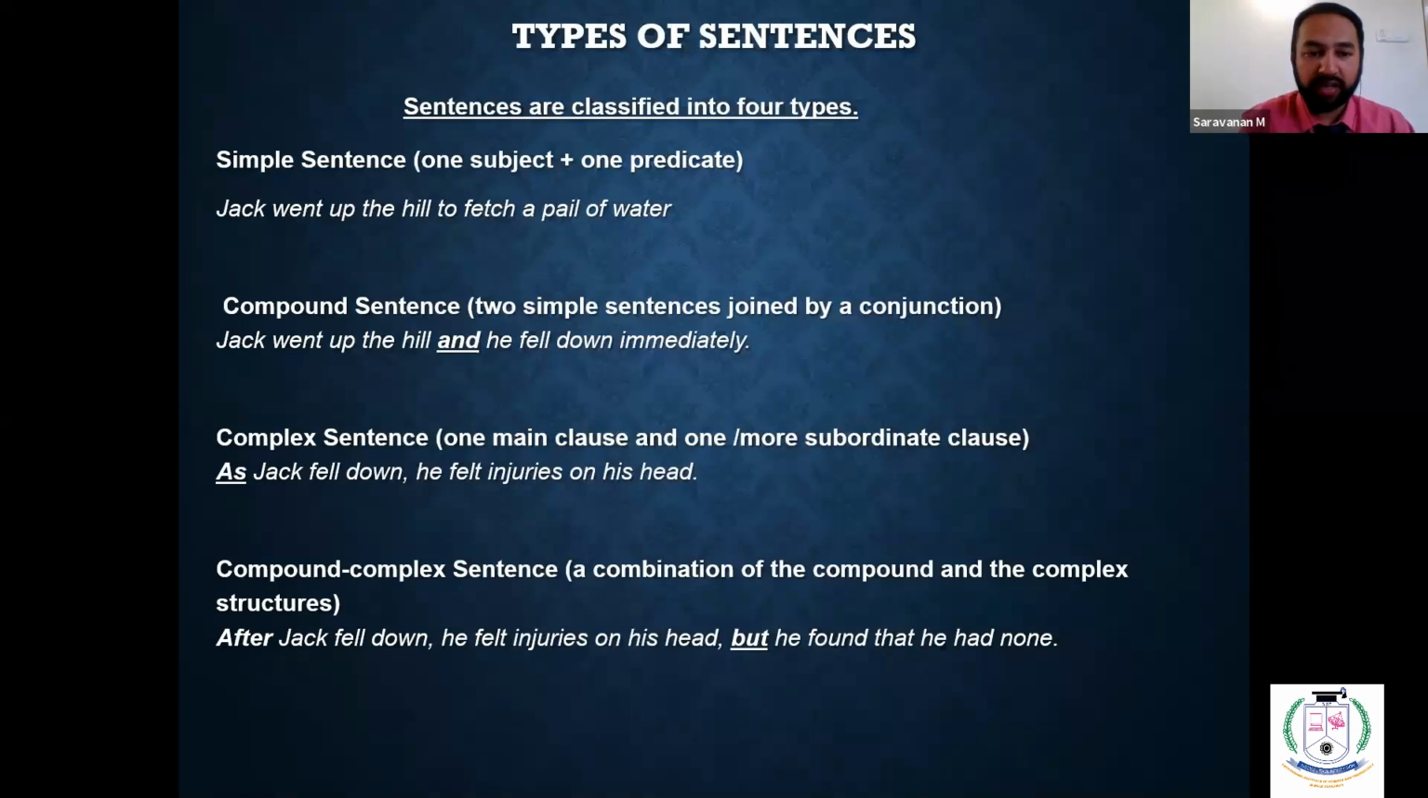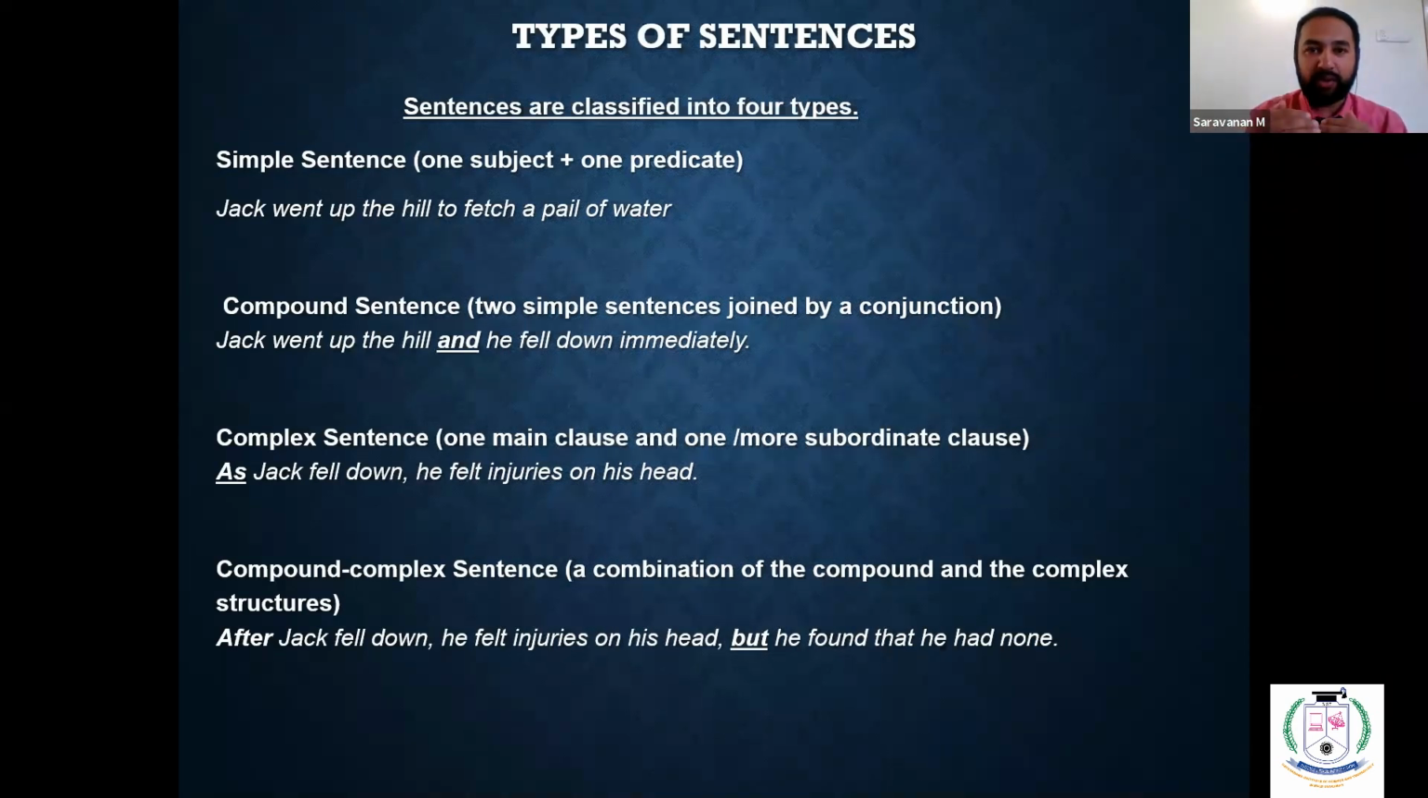The fourth and the last one is the compound complex sentence. It is the combination of both compound and complex sentences. Okay, I'll read out the example. You will understand it better. After Jack fell down, he felt injuries on his head, but he found that he had none. He thought, that is, after Jack fell down, he thought he might have had some injuries, but later on he understood that he had no injuries. Okay, this is the combination of complex as well as compound sentence.